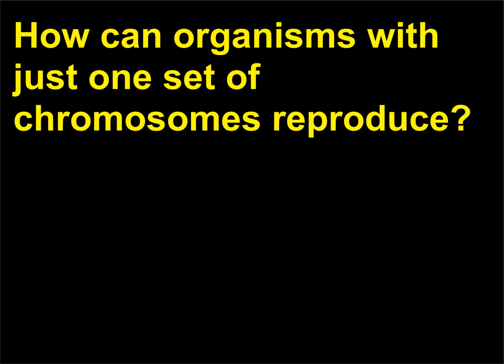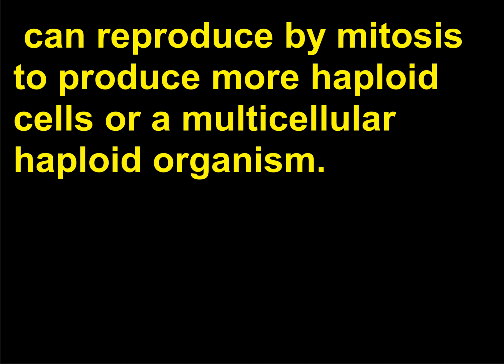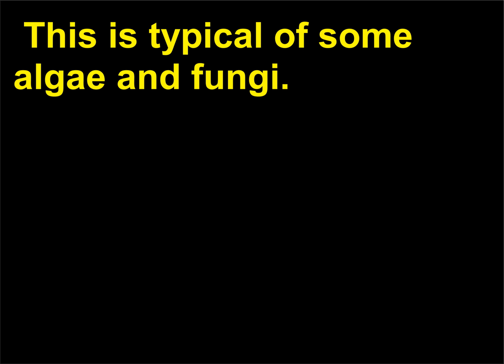How can organisms with just one set of chromosomes reproduce? An organism that is haploid, with one set of chromosomes, can reproduce by mitosis to produce more haploid cells or a multicellular haploid organism. This is typical of some algae and fungi.